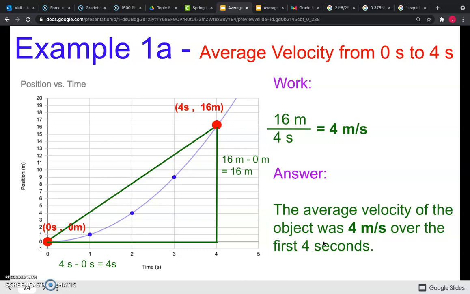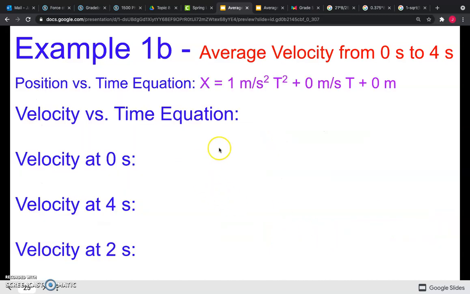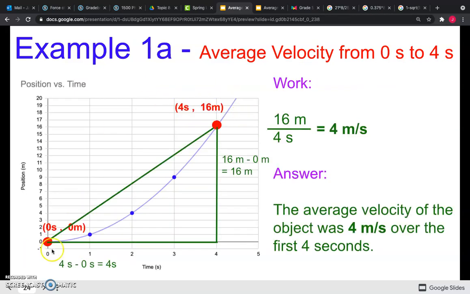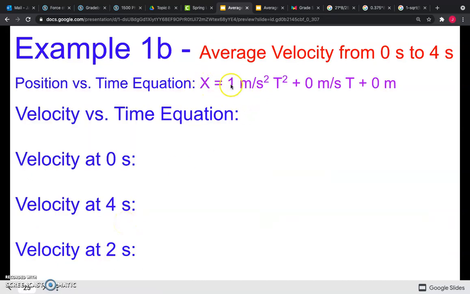We're going to show you 2 different ways that we can calculate the average velocity here. And so the first thing we need to do is write our velocity versus time equation. So for this graph right here, the blue graph, the equation that models that is, I'm giving it to you right here: x equals 1 meter per second squared times time squared plus 0 meters per second times time plus 0 meters. Okay, and so then the velocity versus time equation for this one would be v equals 2 meters per second squared times time plus 0 meters per second.